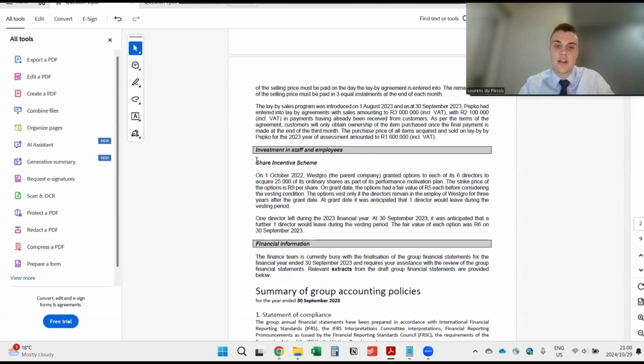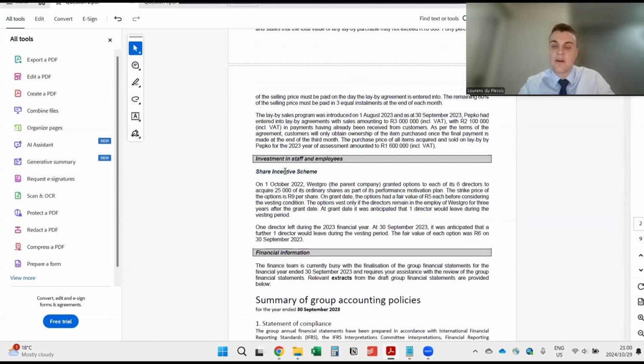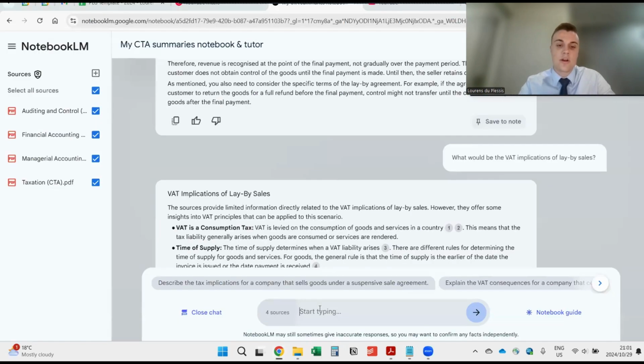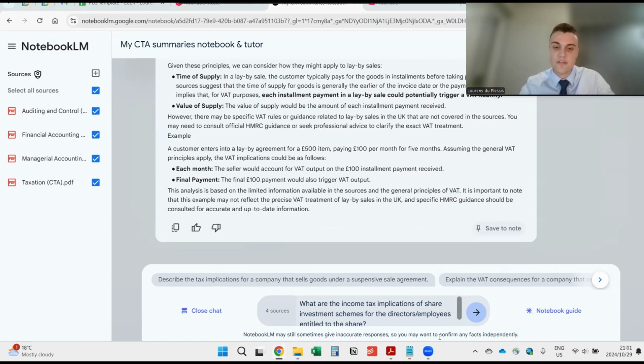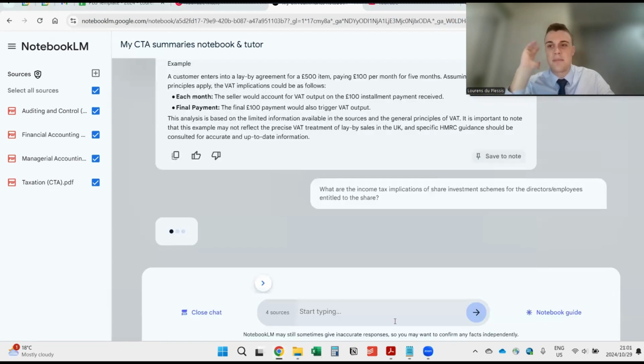Yeah. So here's the share incentive scheme. And then it just gives us some background on the share incentive scheme. So I'm not going to read through that completely. I'm just going to ask it a question on this share incentive scheme. So I'm asking it, what are the income tax implications of share incentive schemes for the directors or employees who are entitled to the shares? So I can't remember all the sections.